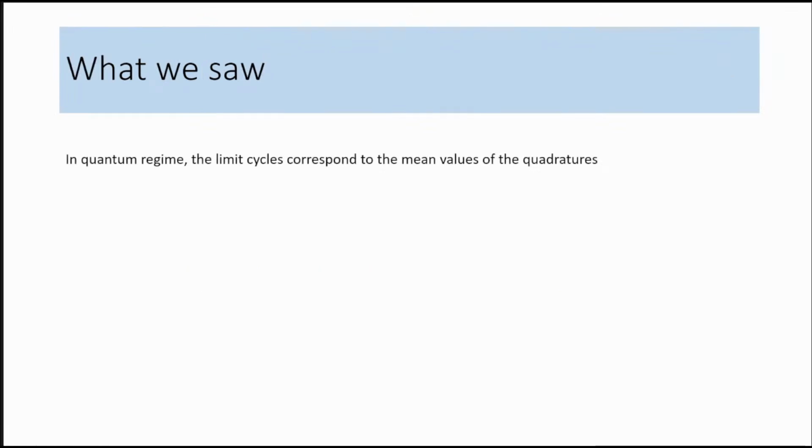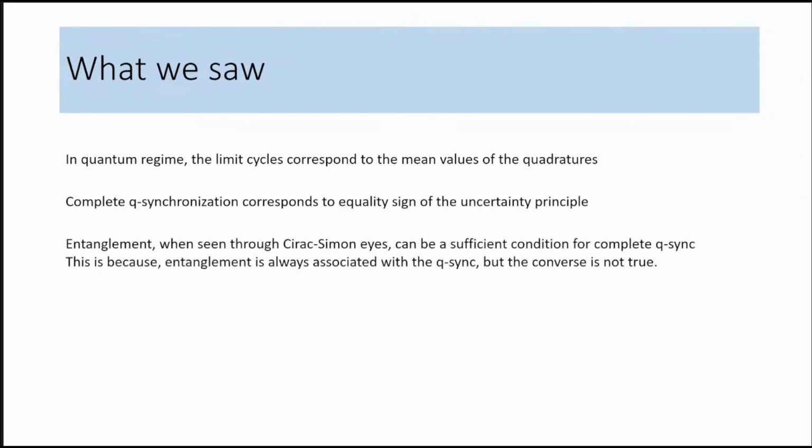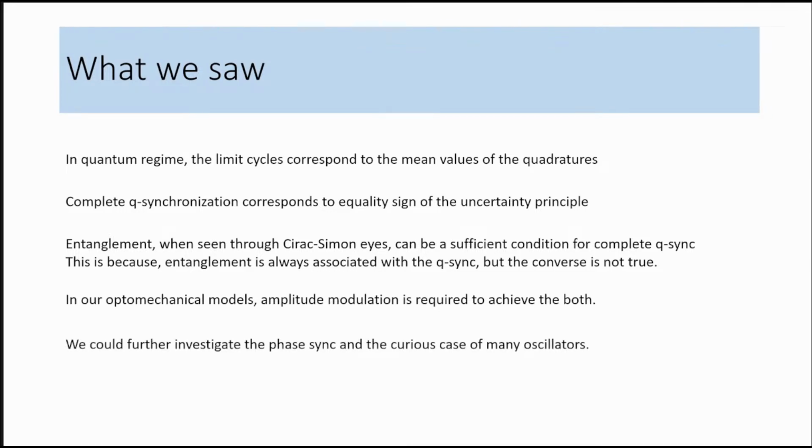So what we saw finally, in the quantum regime, for limit cycles we need to consider the mean values of the quadratures. When they attain the limit cycle, complete quantum synchronization corresponds to the equality sign of the uncertainty principle. And if I look through Duan-Simon eyes, entanglement can be a sufficient condition for complete quantum synchronization. In optomechanical models, we needed amplitude modulation to achieve both. However, we have not considered phase synchronization, and also we have not considered many oscillators. So we expect more PhD students should come to help us in this field.